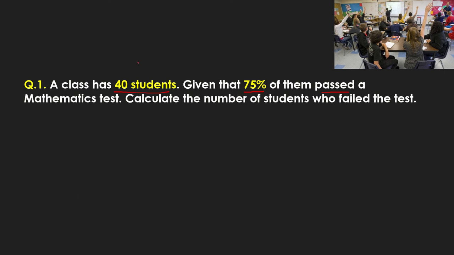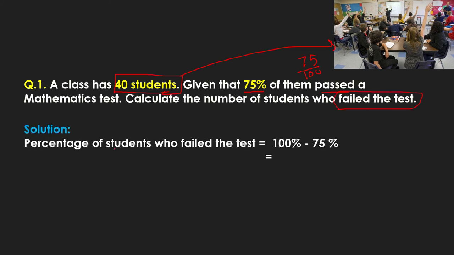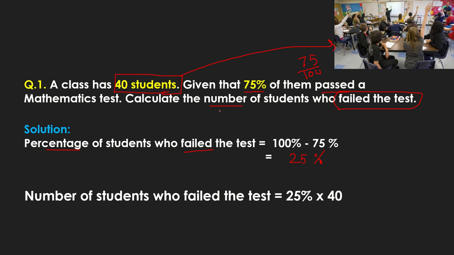You need to analyze the question. Here is the total number of students in a class. 75% of them passed, that means 75 out of 100 passed the mathematics test. We need to figure out the number who failed. The percentage of students who failed is 100% minus 75%, that is 25%. But we need to figure out the number of students who failed the test.